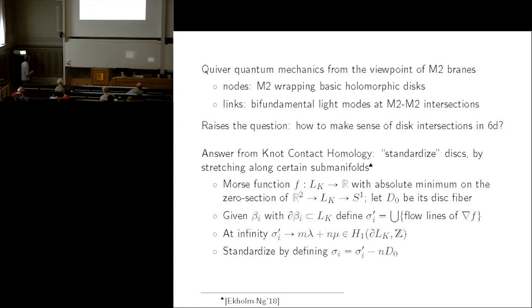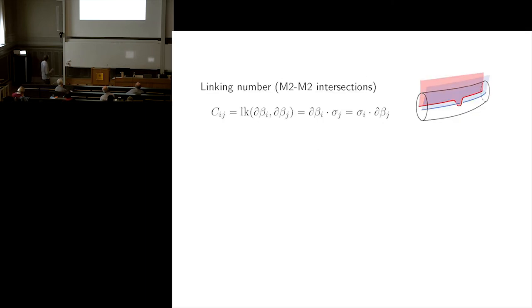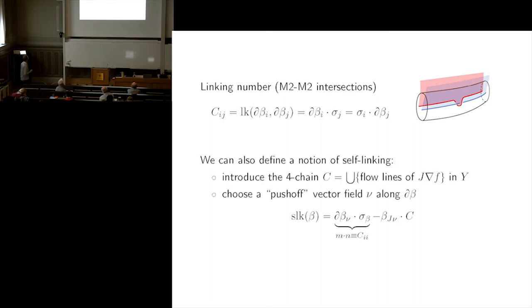But then it was shown by these authors that you can use this definition to define a linking number for basic disks, where the linking number of disk I and J is just the intersection number of the boundary of disk I with the standardization of disk J. And this definition is well posed and symmetric, crucially. Now, that's not enough yet. You also have loops in the quiver, so you need to make sense of self-linking. And to do that, you have to push this a little bit further and introduce a four-chain.